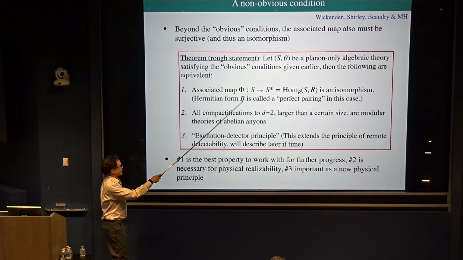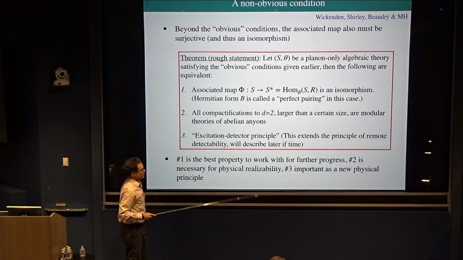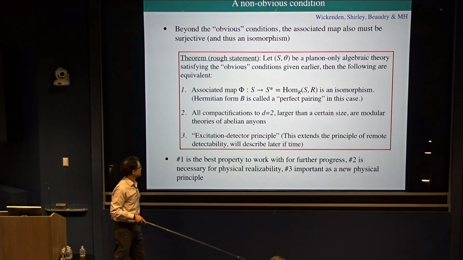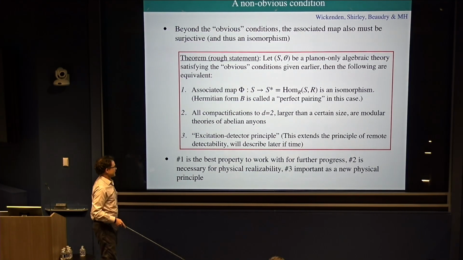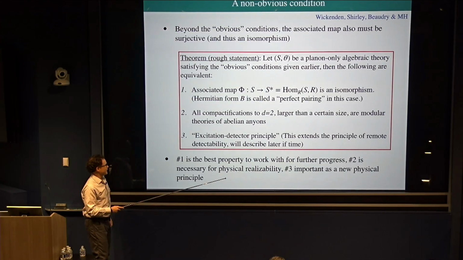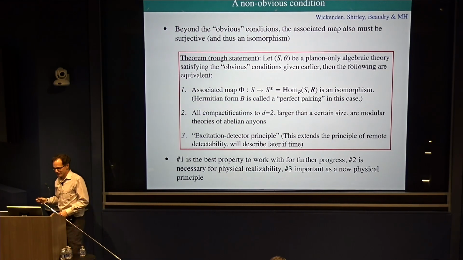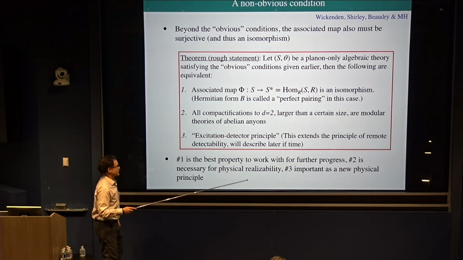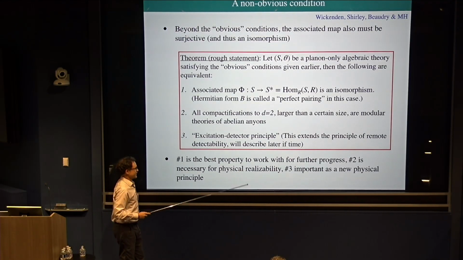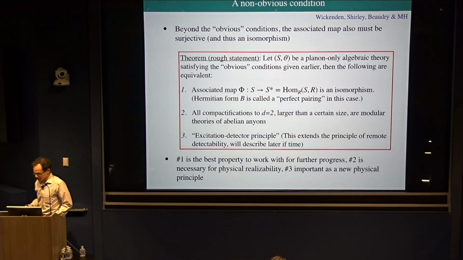And there's an example that shows that if you don't impose this extra condition, you can find a theory which has non-modular compactifications. It's also equivalent to something else, this excitation detector principle. The way to think about these 3 properties is that number 1, this thing being an isomorphism, is the property you want in your definition to actually work with. It's a good property to work with. Number 2 is really hard to work with, so it wasn't easy to prove this theorem, but it's a physical condition. And number 3 is something that's important as a new physical principle, which we believe should hold more generally.